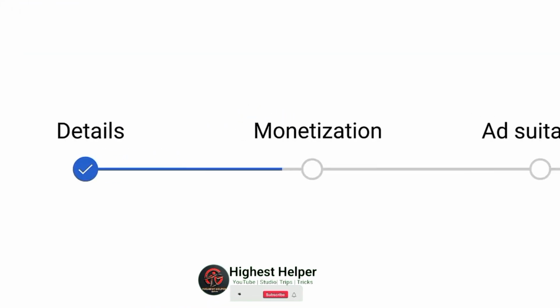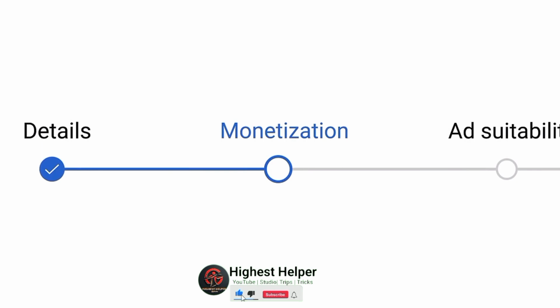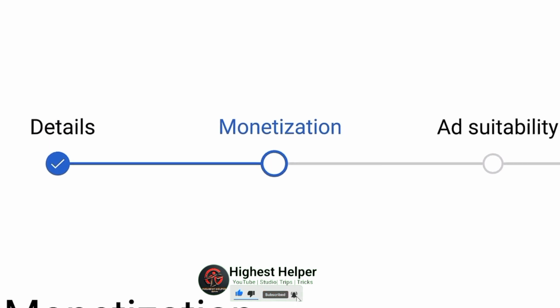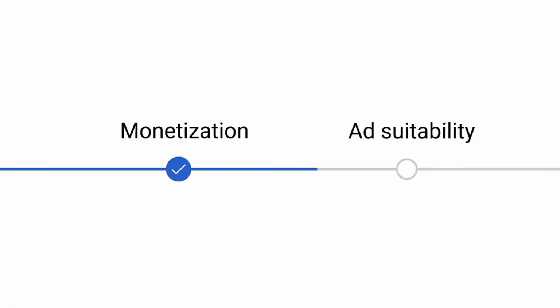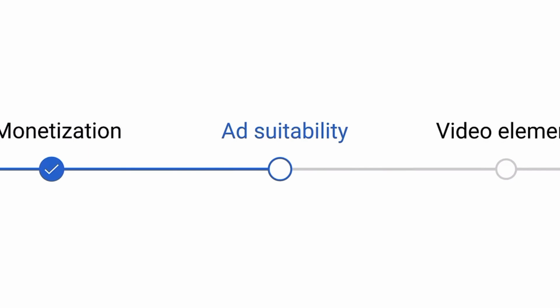If monetization is enabled on your channel through the YouTube Partner Program, you'll be led to this section next. You can choose to have monetization turned on or off for that specific video. If you choose to have monetization turned on, you can fill out your ad settings.